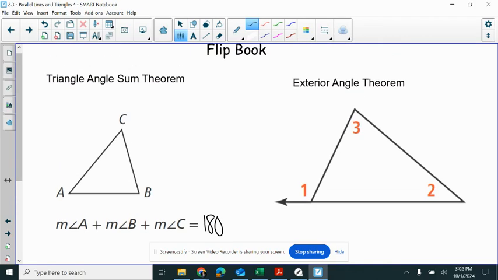For the exterior angle theorem, you first have to know what an exterior angle is. That's an angle on the exterior, or the outside, of a triangle. Now, if you have an exterior angle, then the two angles on the inside of the triangle that are away from the exterior angle, we call them the remote interior angles.